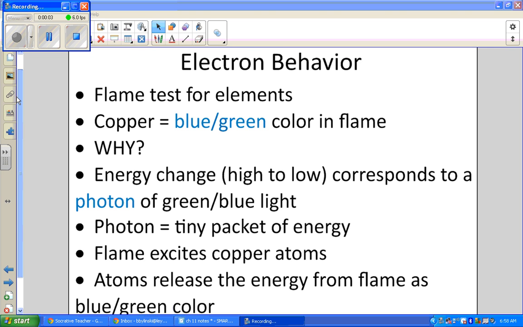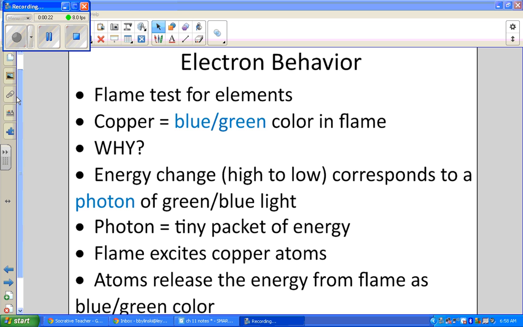Alright, today we focus on electron behavior. You'll be doing a lab, and your lab involves that first line right there. It's the flame test for the elements. So for example, you will have a copper solution at your table. Copper will show a blue-green color when you hold a solution in a flame.